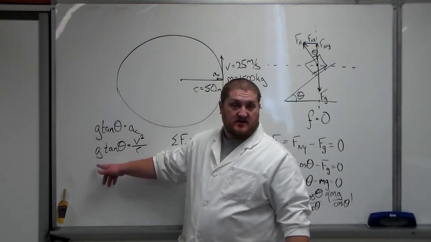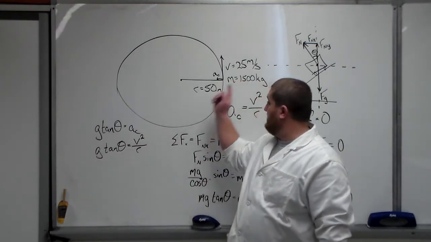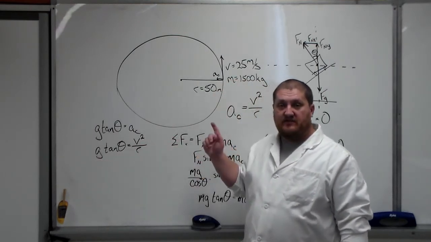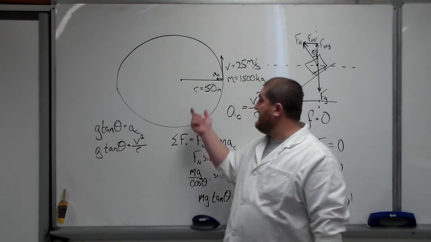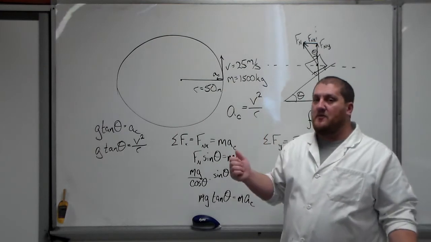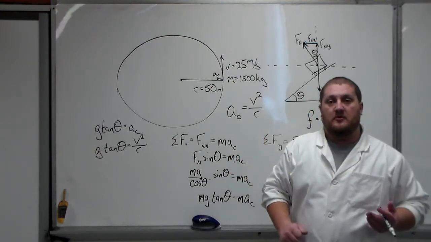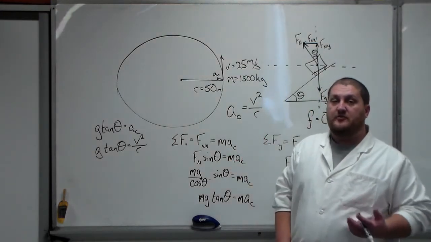I know g, it's a constant. I know v, it was given. I know r, it was given. So now I can solve for theta. You'll notice that even though we gave the mass, it wound up canceling out later in the problem. Most problems will do that.